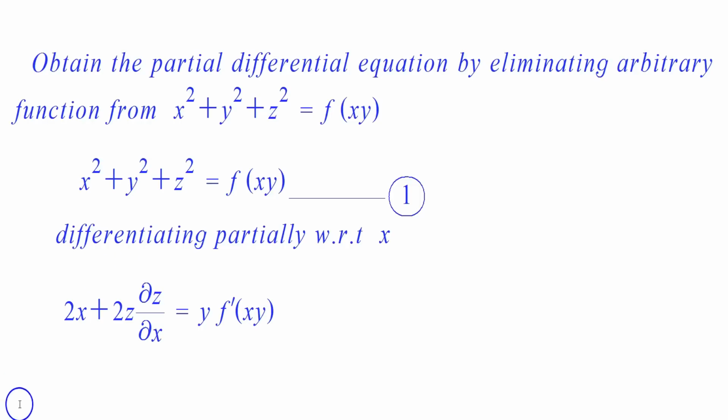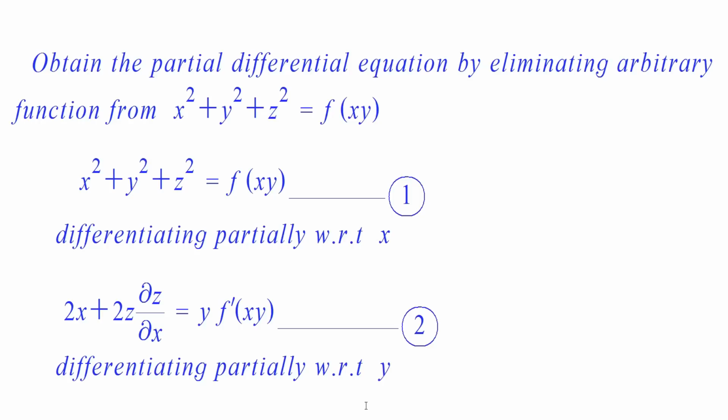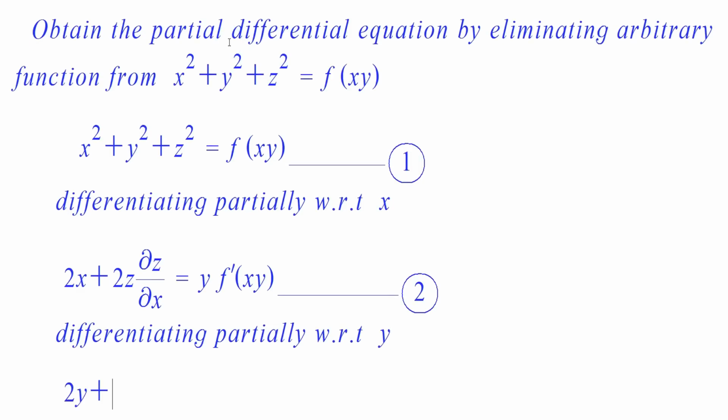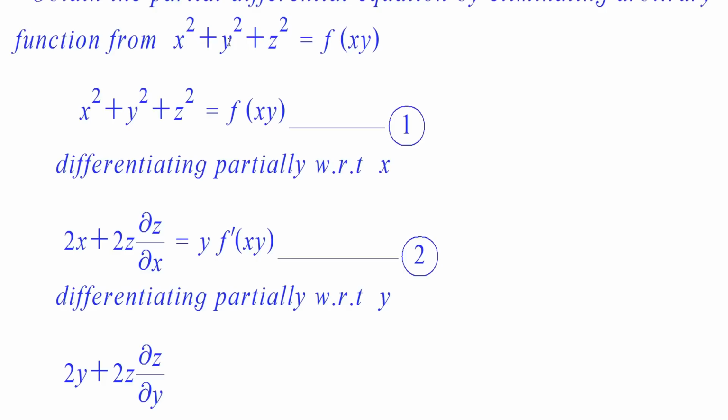Now differentiate equation 1 partially with respect to y. Here x square is constant, therefore derivative of x square is 0 plus derivative of y square is 2y plus derivative of z square partially with respect to y is 2z dou z by dou y is equal to derivative of f of xy, which is f dash of xy into derivative of xy, which is x into 1, that is x, then the partial derivative of f of xy with respect to y is x into f dash of xy.